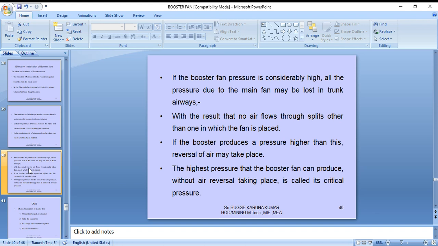Booster fans are large underground fans that can increase the volumetric efficiency of ventilation by balancing pressure and quantity distribution throughout the mine, reducing leakage and reducing the total power requirement. Booster fans are prohibited in underground mines in some countries, like the United States and other countries.